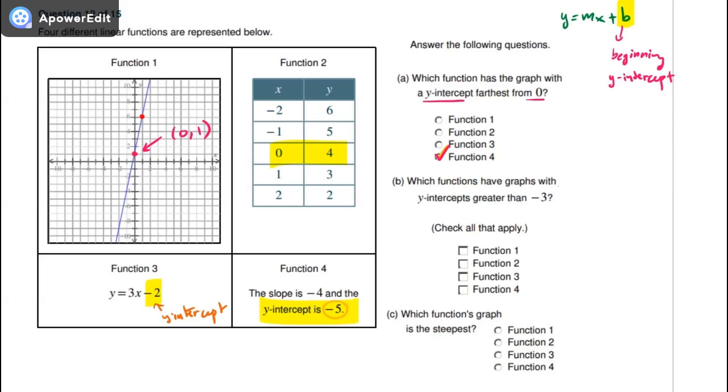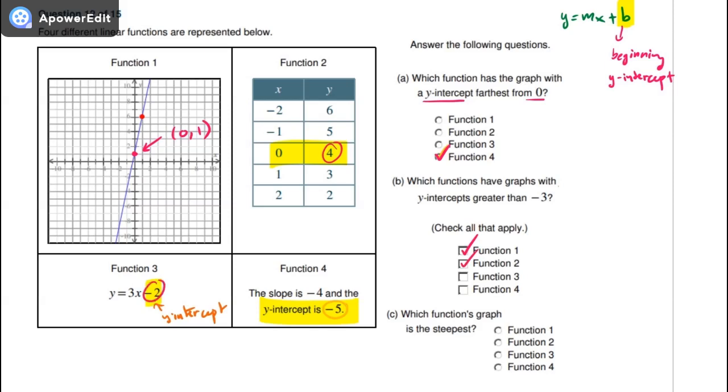Okay, now part B, which functions have the graph with the y-intercept greater than negative 3? The y-intercept greater than negative 3. So check all that apply. The first one is (0, 1). 1 is greater than negative 3, yes. (0, 4) on function 2 right here. So yes, it is greater than negative 3.